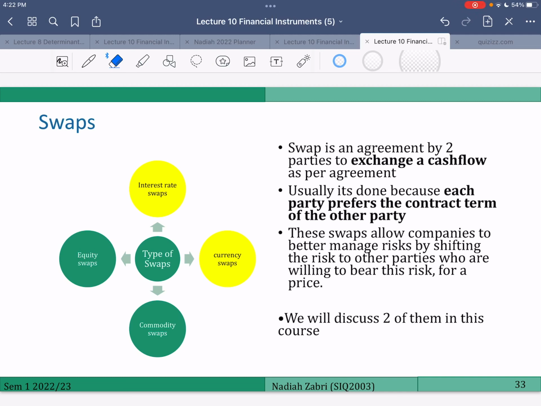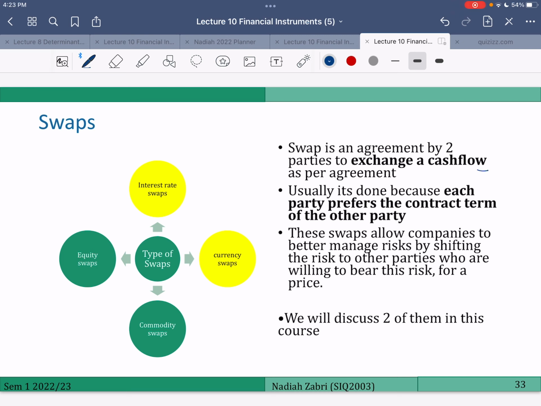Okay, now we already covered options and also forwards and futures. Both of those are a category of a derivative. Now the next category of a derivative is swap. So what is swap? Swap is an agreement between two parties to exchange a cash flow. So they are swapping a cash flow.